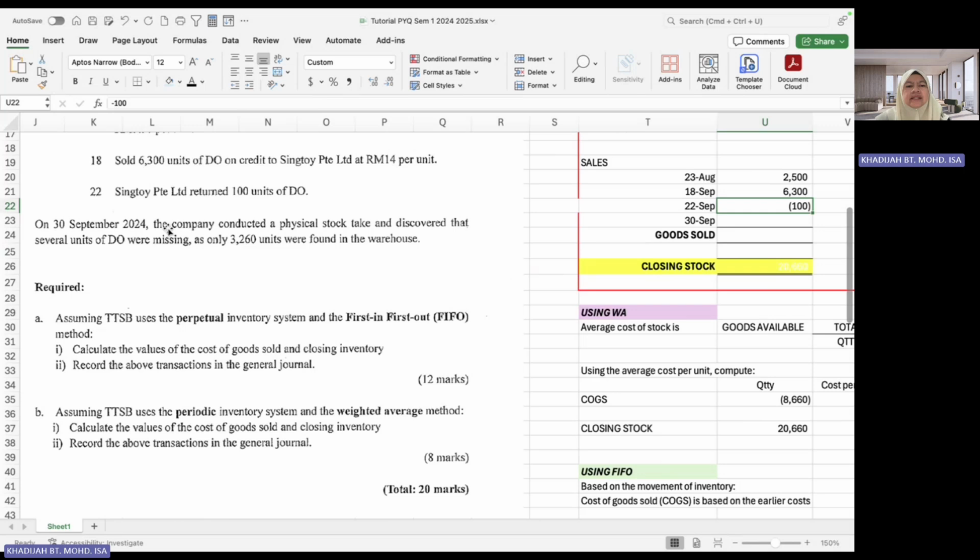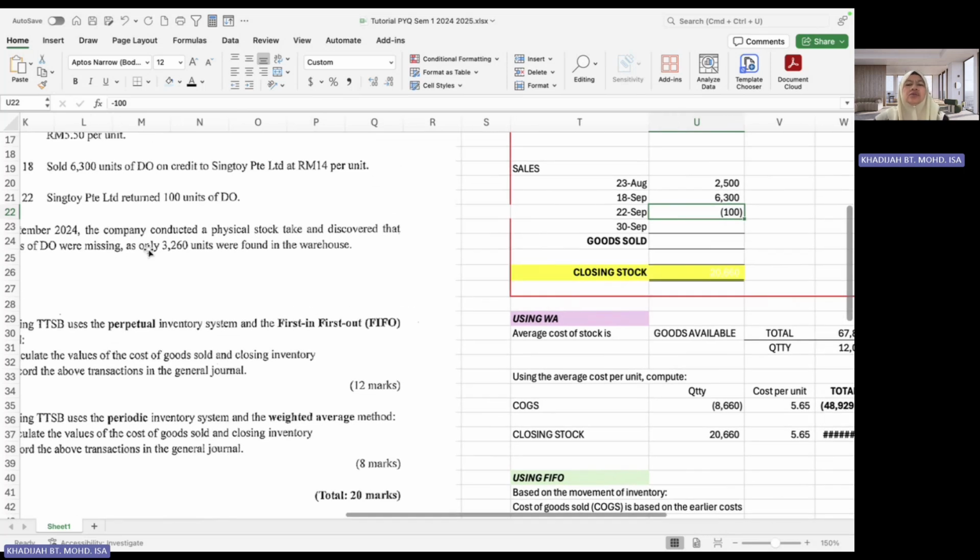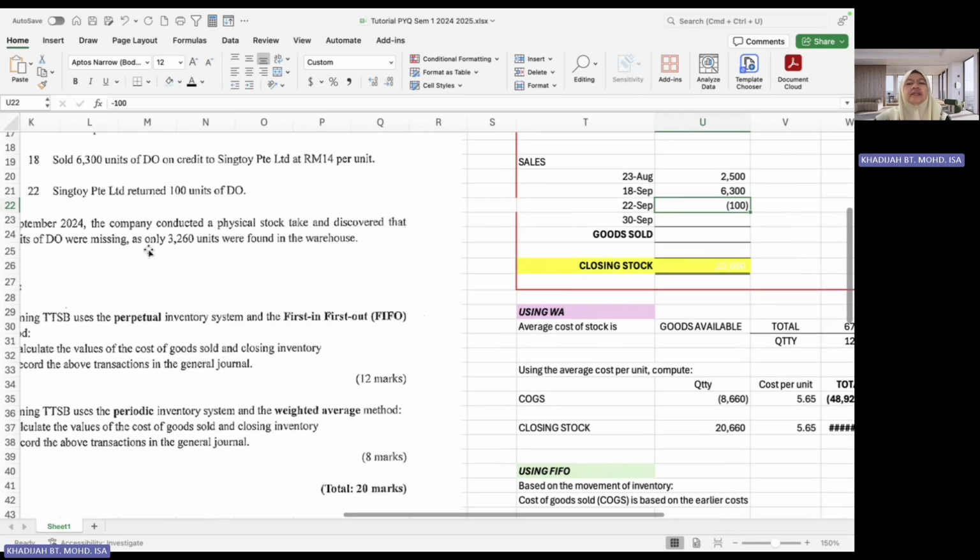On September 30th, the company conducted a physical stock take and discovered that several units were missing, as only 3,260 were found in the warehouse. So in this case, you know the closing stock is actually given to you under periodic in this question. But in another question, they may not give you the answer, and you may have to find your closing stock.